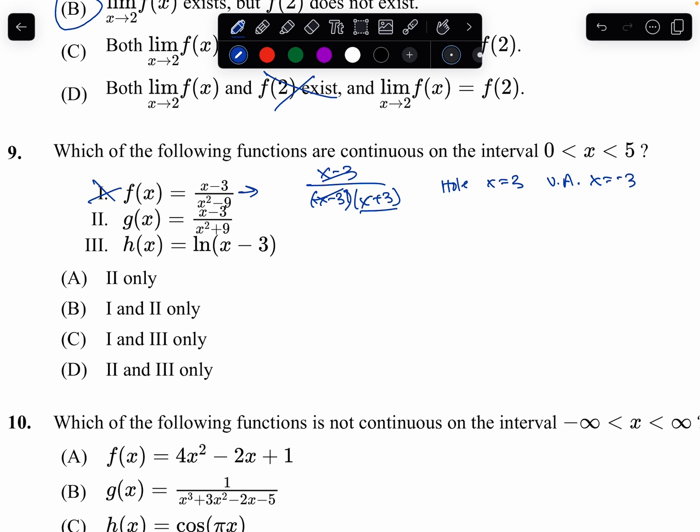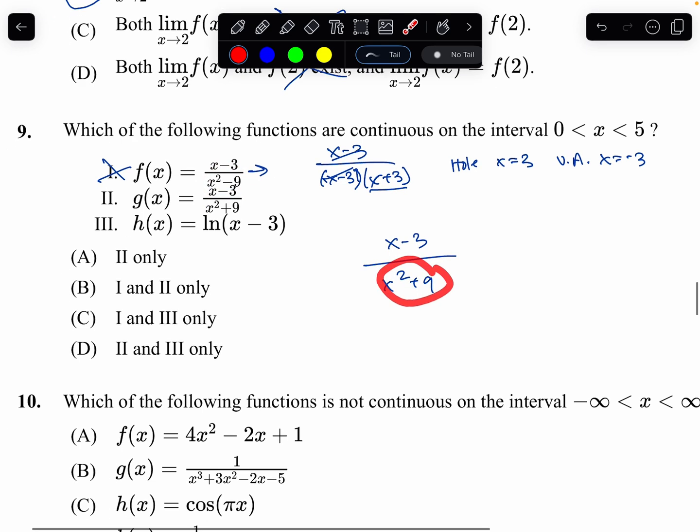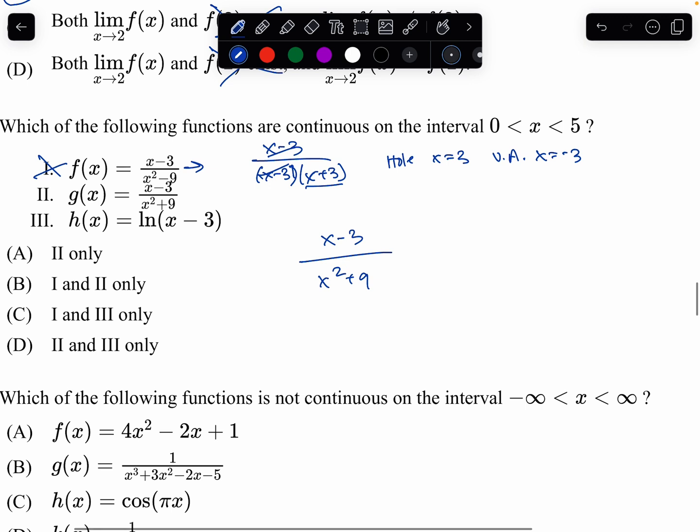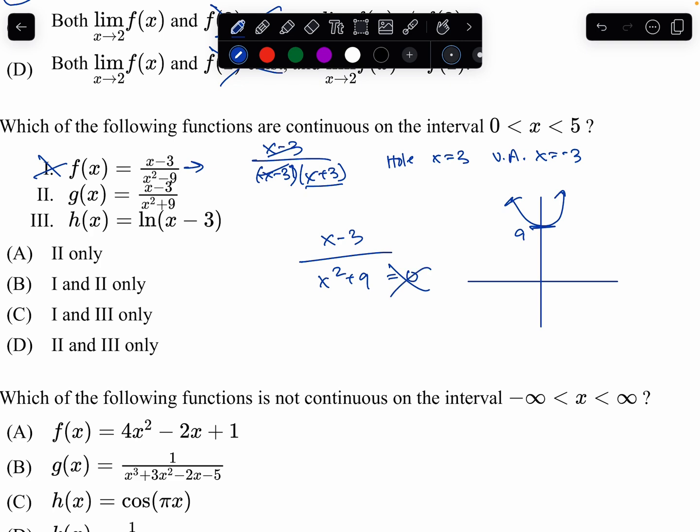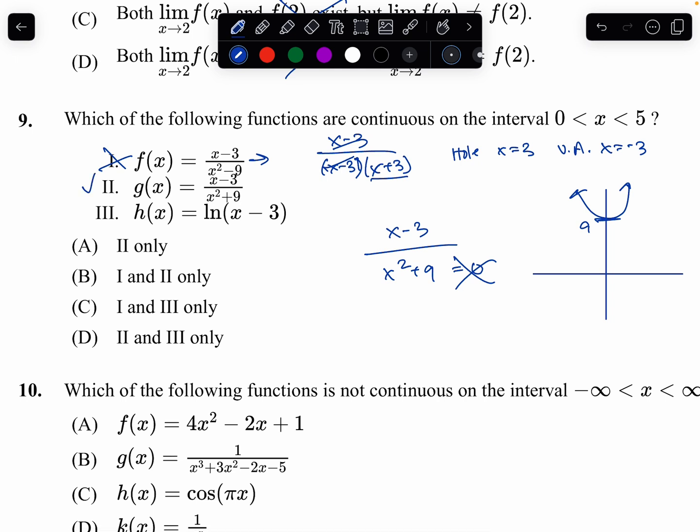Let's check 2. So x squared plus 9. Now, do not try to factor x squared plus 9 because this is not factorable. Okay, x squared minus 9 is factorable. This is not. Now, if you're going to check to see if x squared plus 9 ever equals 0, you're going to have a hard time unless you use imaginary numbers, which we are not. So x squared plus 9 looks like this, where it sits at 9. This does not equal 0, so there are no discontinuities with this graph, so we're continuous there.